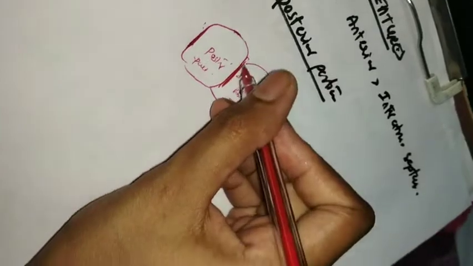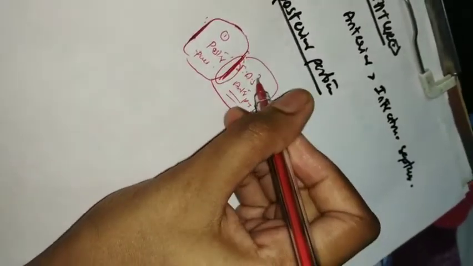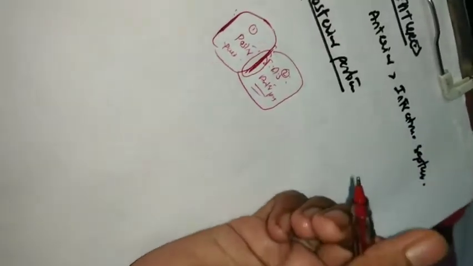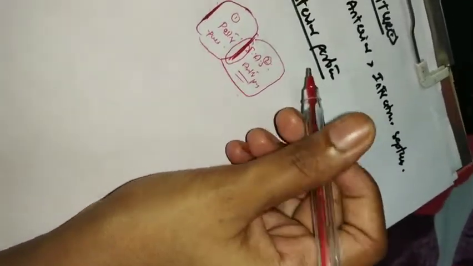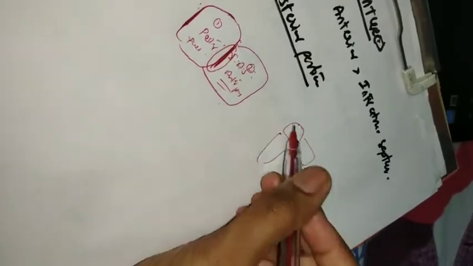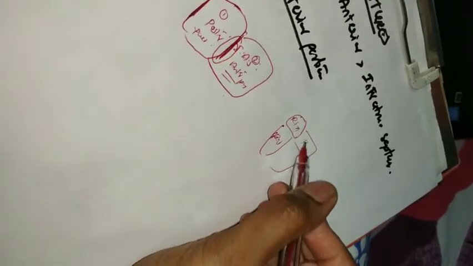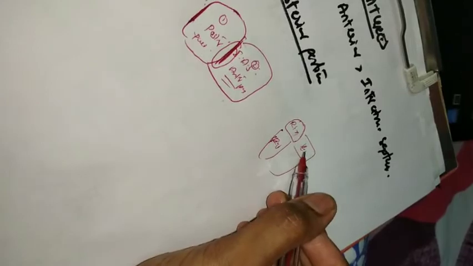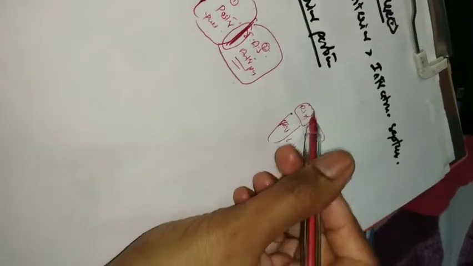So this is your intra-atrial septum. First we'll study the posterior part, then the anterior part, then the intra-atrial septum. Normally you have the right atrium, right ventricle, left atrium, left ventricle.